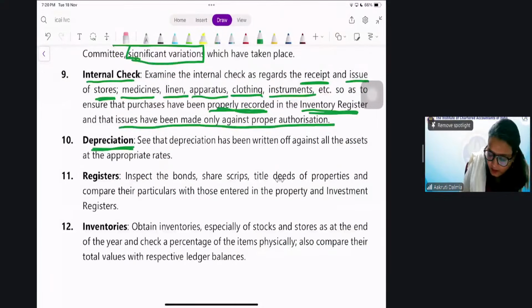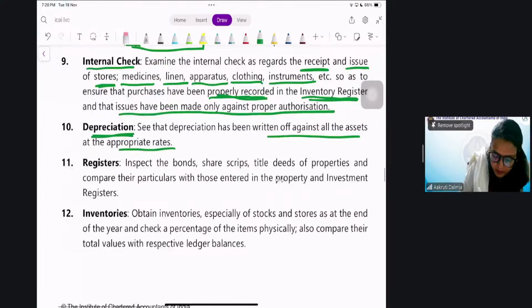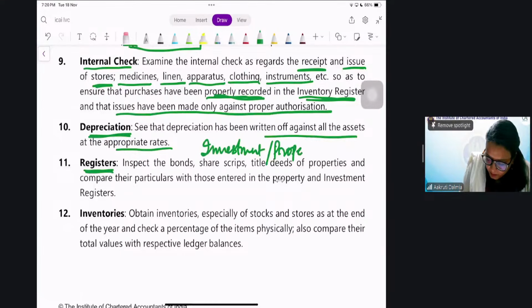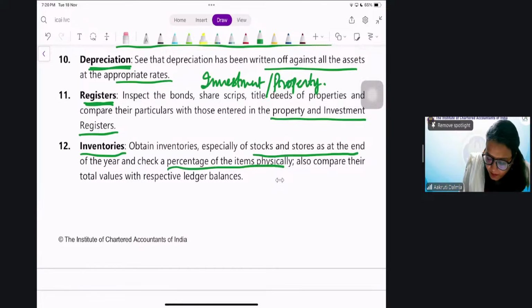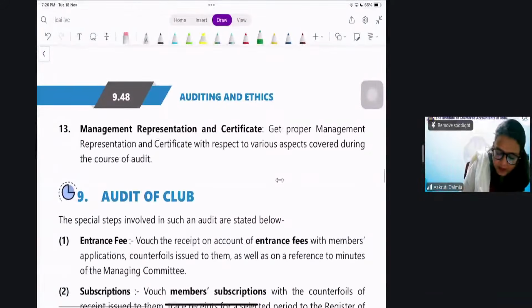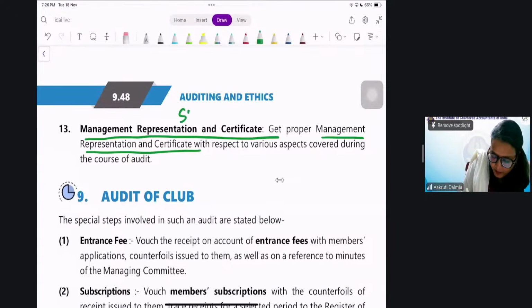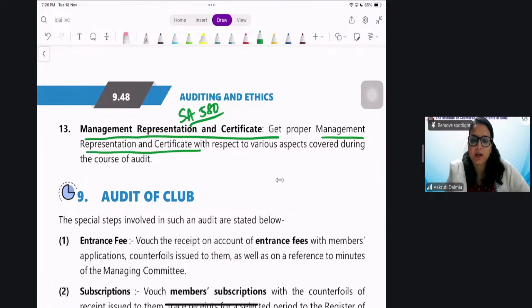Check depreciation is at correct rates, appropriate rates. Check all the registers. This is investment register. So, and property register. So, any kinds of bonds, scrips, title deed of properties properly in property and investment register. Check the inventories, obtain inventories, especially of stock in stores as at the end of the year. Check some percentage properly physically. And this is a generic point that properly get, this is SA 580. Get written representation of whatever you want to check.